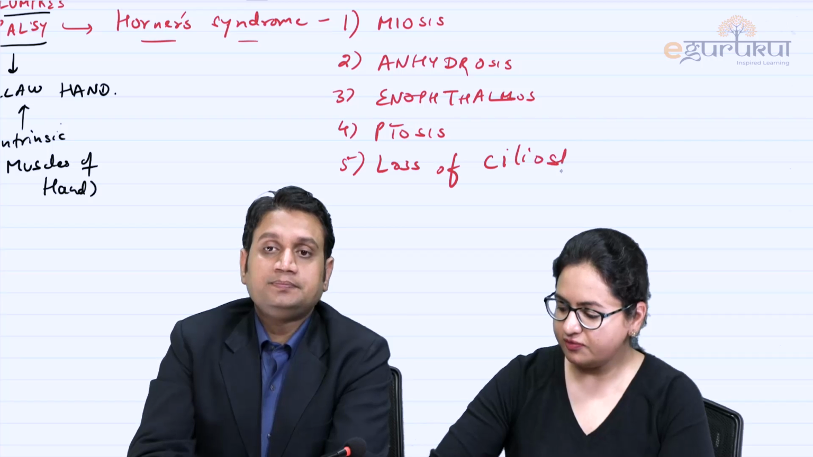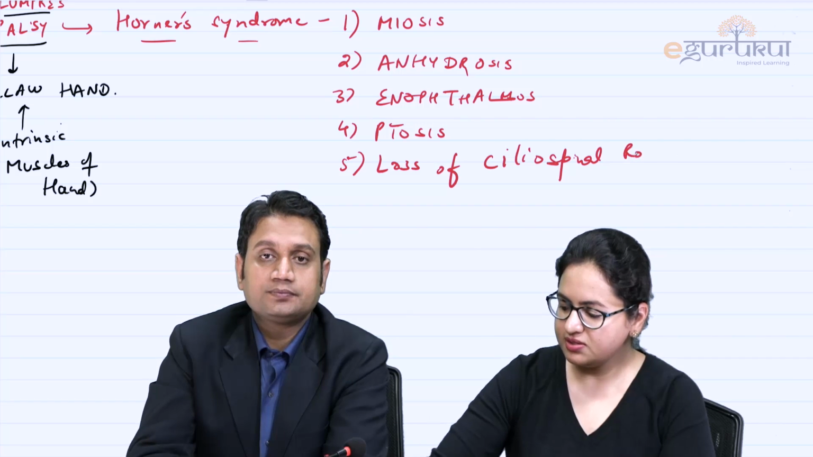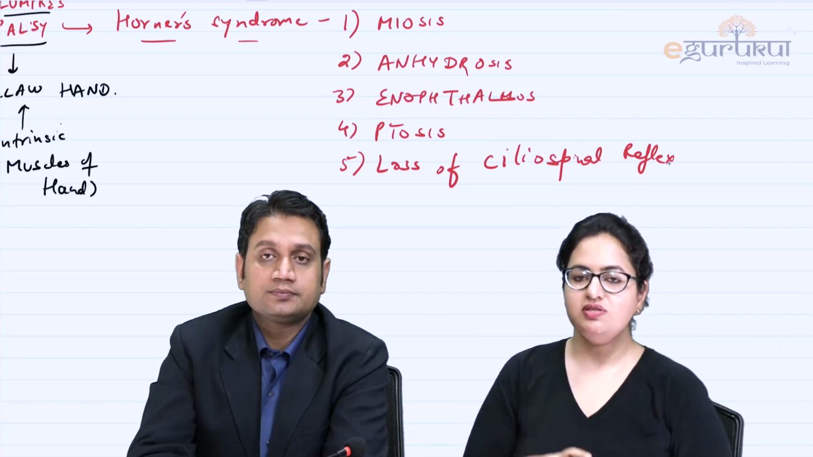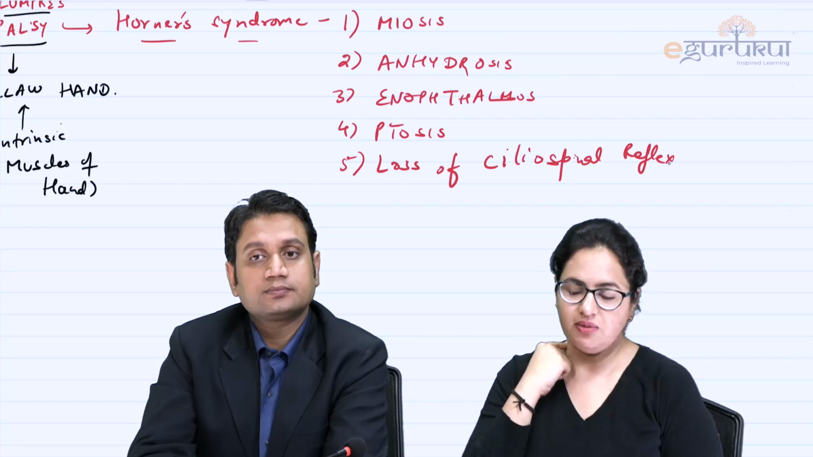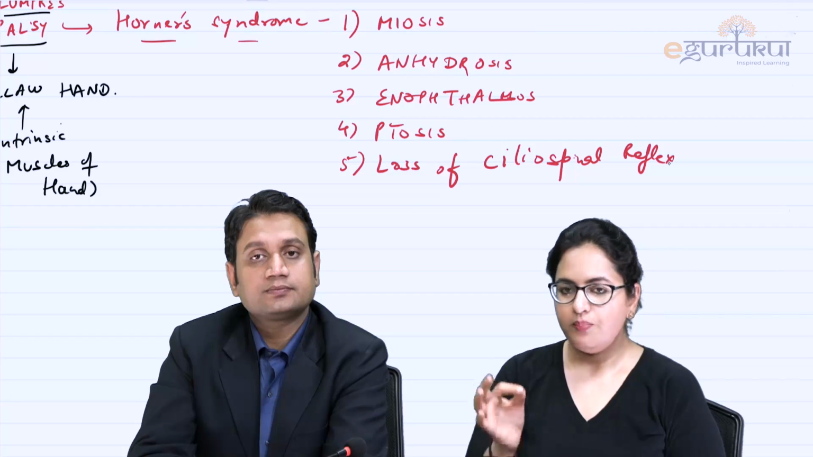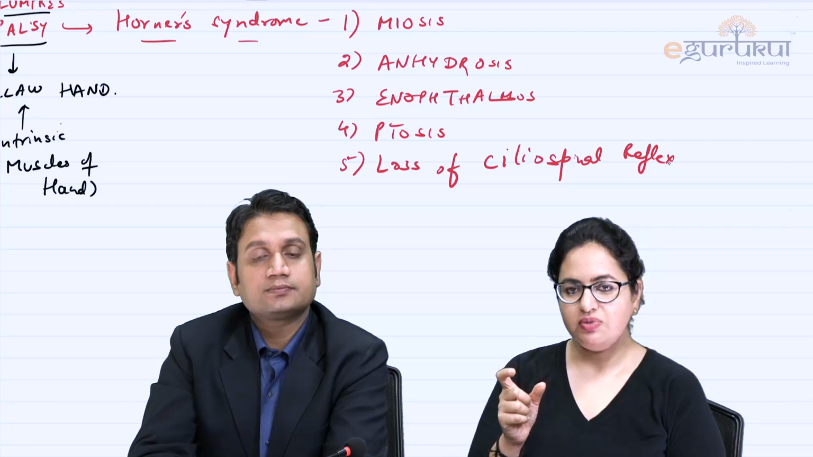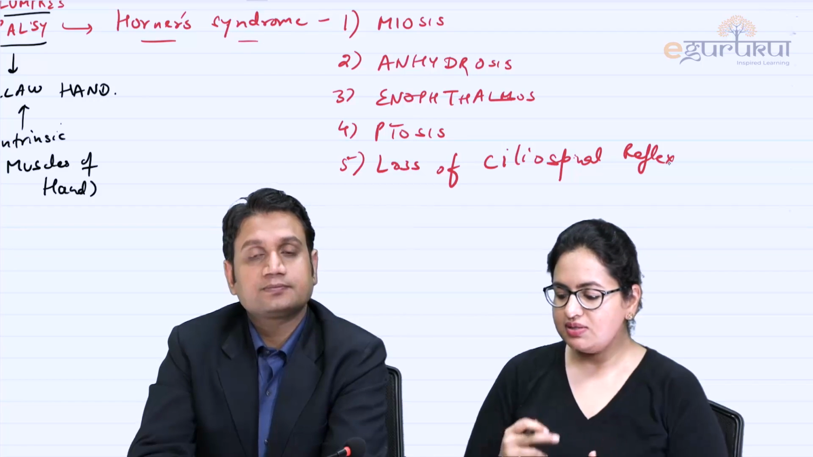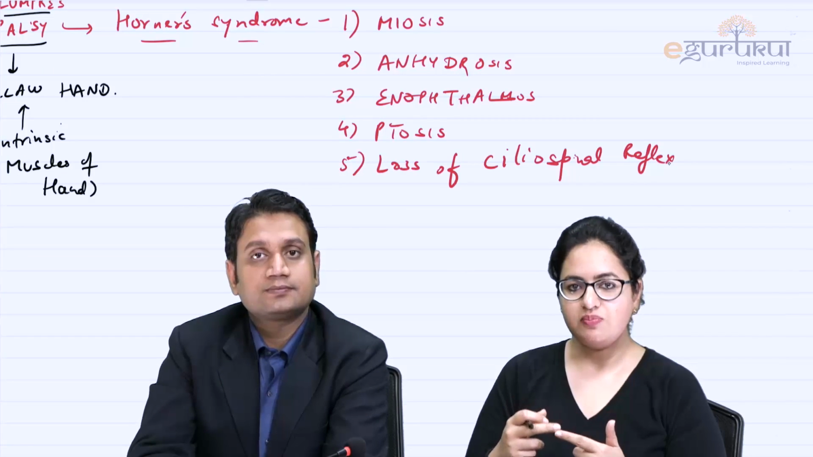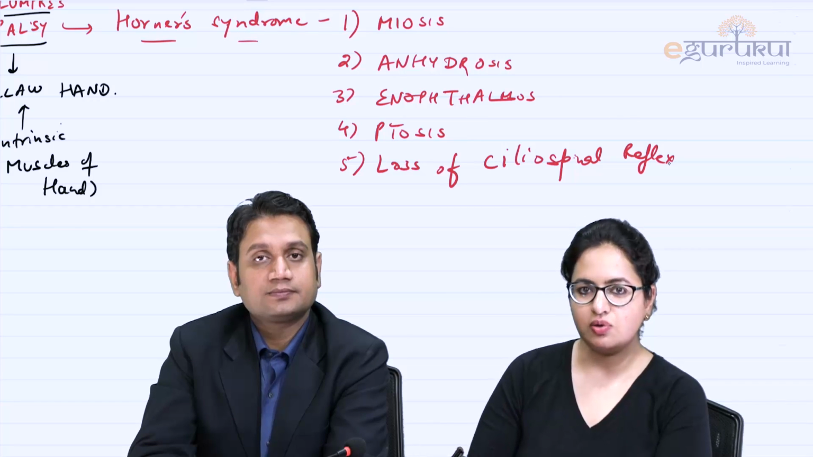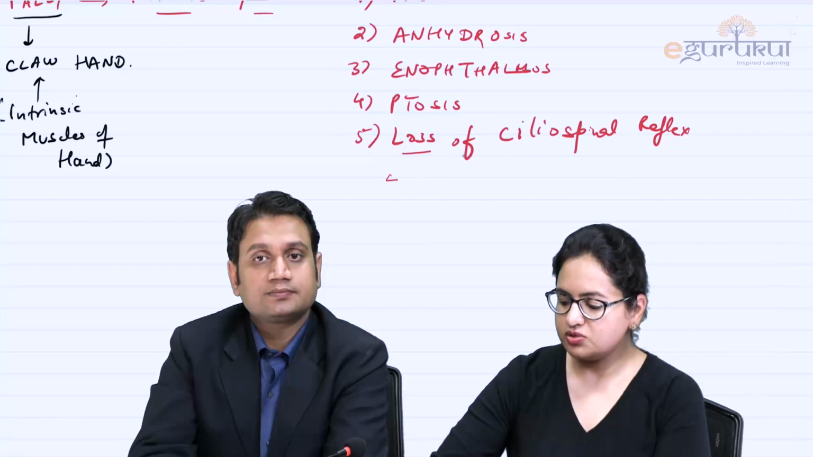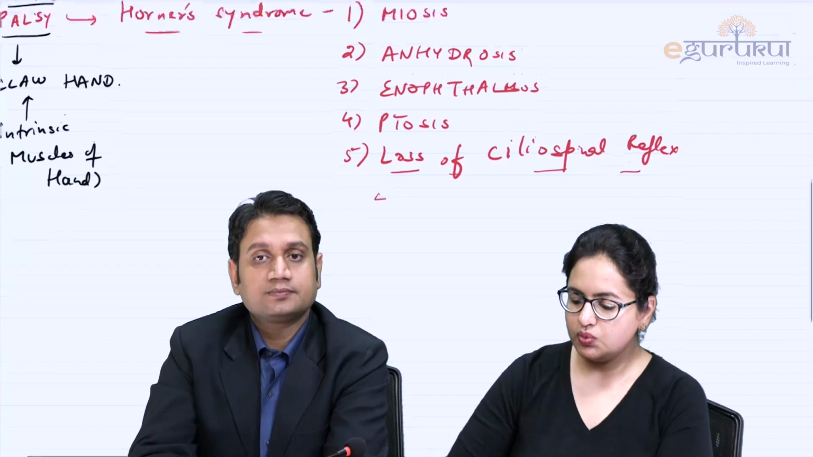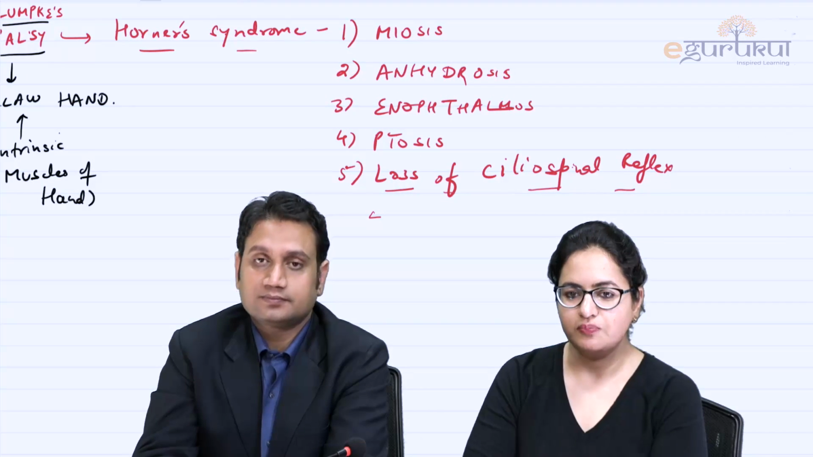Loss of ciliospinal reflex. In this reflex, what actually happens is when you pinch the skin of the nape, there should ideally be mydriasis, or we say dilatation of the pupil. Now, because this whole reflex is due to the sympathetic fibers, if the sympathetic fibers are lost, the dilatation will not be seen, and we use the term loss of ciliospinal reflex, which is a component of this Horner's syndrome.